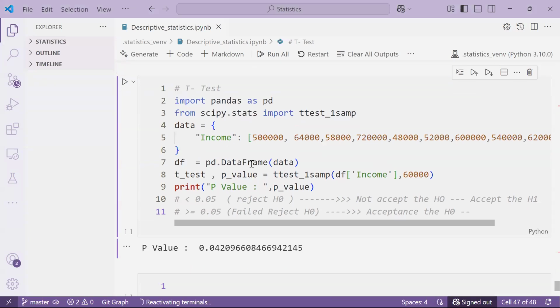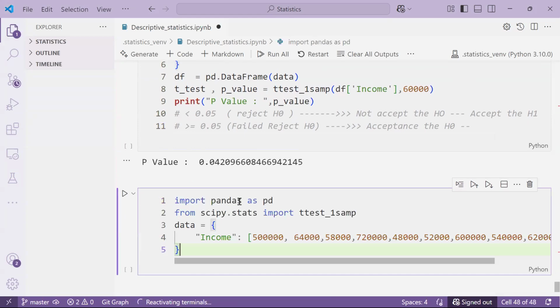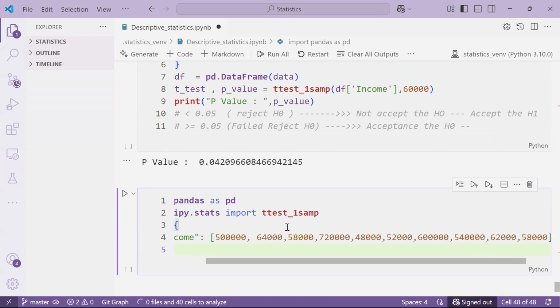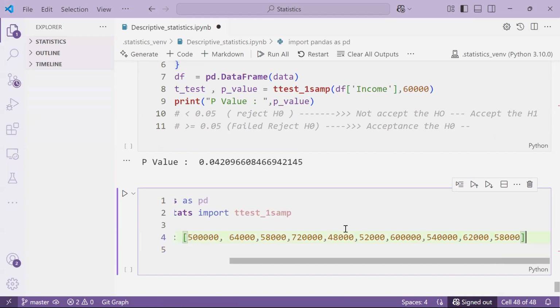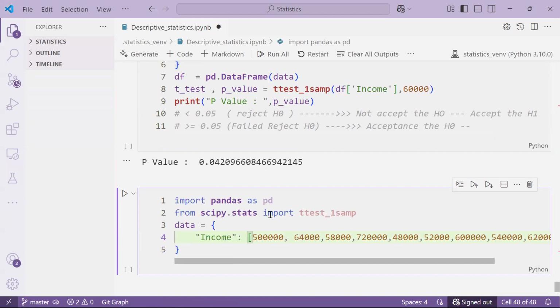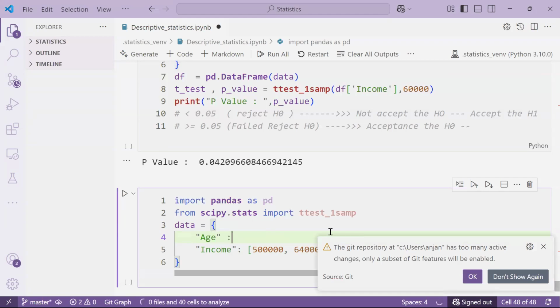Okay, let's take a small example. I'm taking yesterday's data only, and importing it. This is my income data, with some income values, and corresponding ages also I can consider. How many data points do I have here? I have 10 data points, right? And here I have the age and the corresponding incomes.